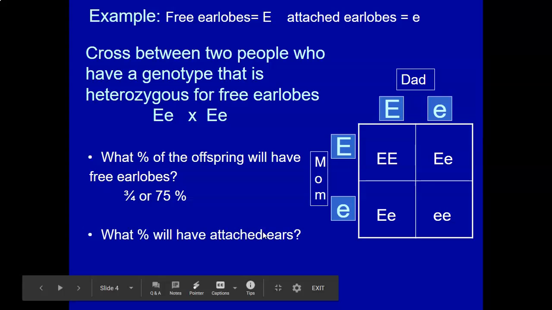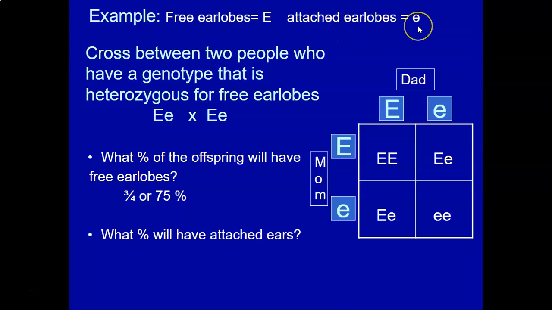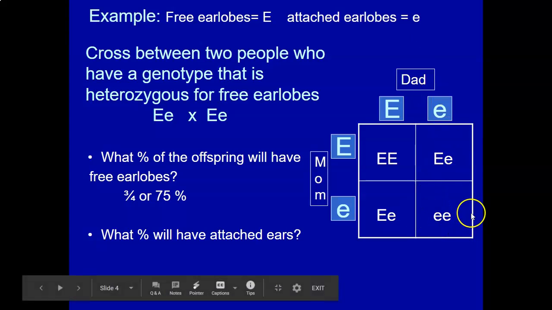The next one says, what percent will have attached earlobes? Again, you have to use the information that's given. They're telling you attached earlobes is lowercase e. The only way that you can have recessive is if it's homozygous recessive. That means 2 lowercase e's. So right here, 2 lowercase e's. That would be 1 out of 4, which is 25%.